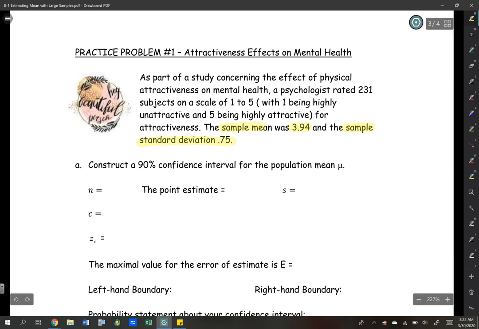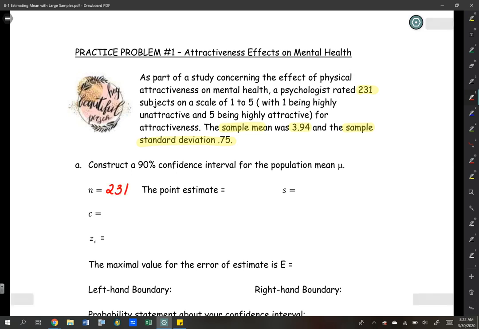All right, so first we have to identify what n is. n is the number of people that were sampled, or the number of items that were sampled. In this case, n is equal to 231.